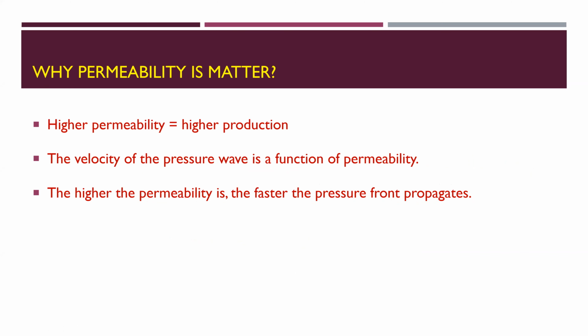So the radial flow regime will help us to estimate kh. Open hole logs will estimate h. What is remaining is permeability. Why does permeability matter? Because we have a direct relationship: higher permeability, higher production. The velocity of the pressure wave in the reservoir is a function of permeability, not a function of the rate itself.